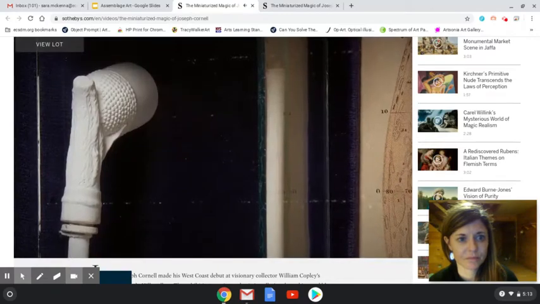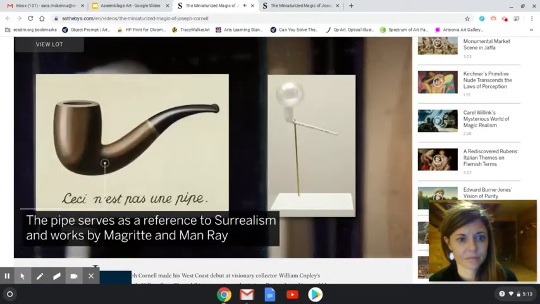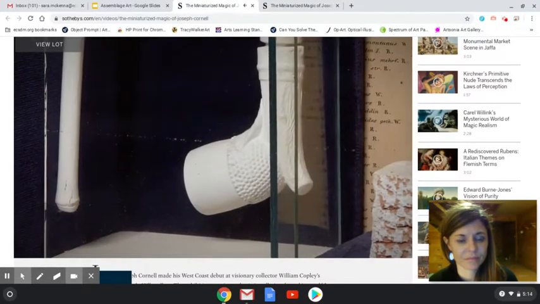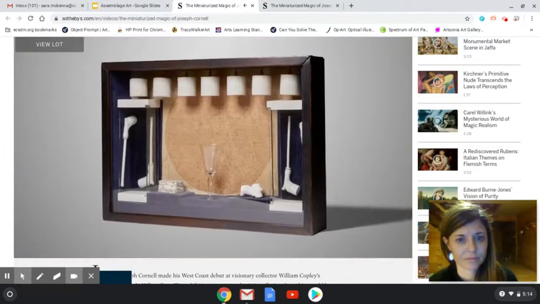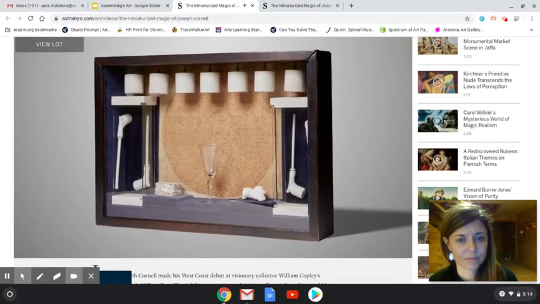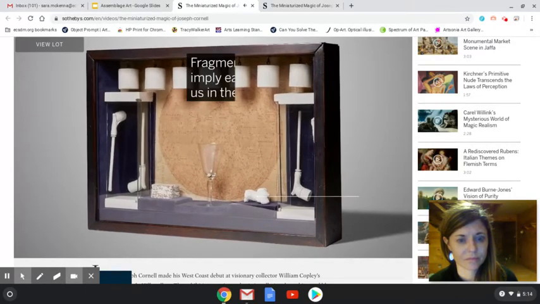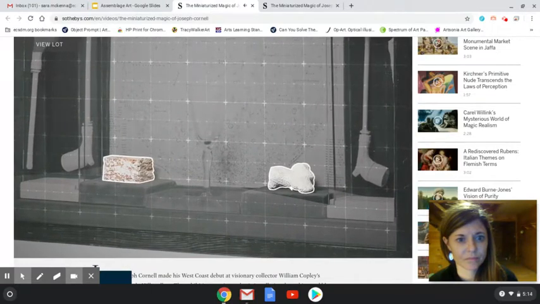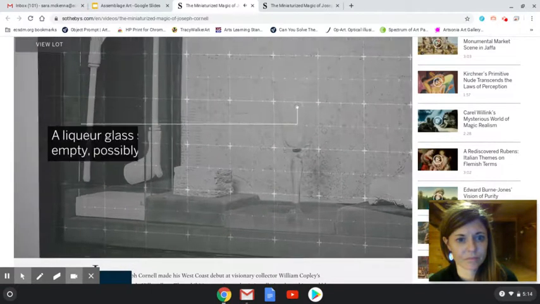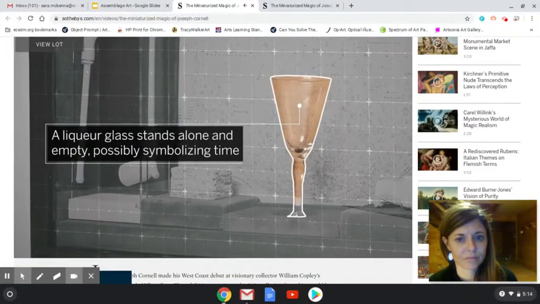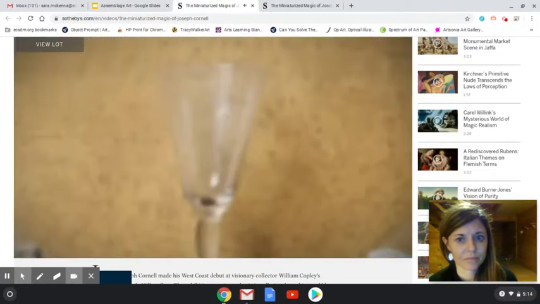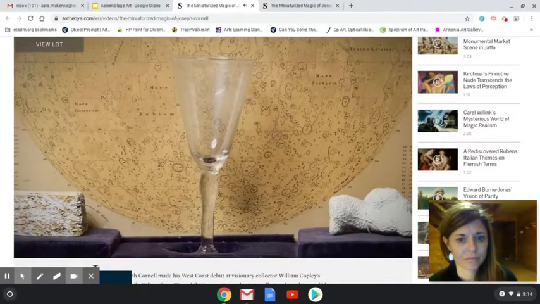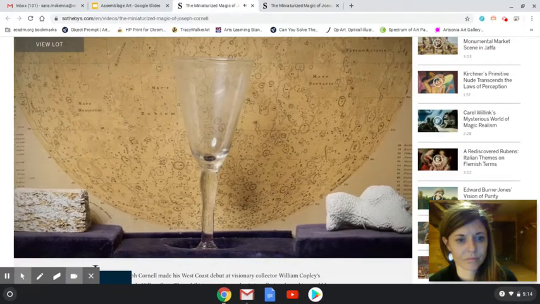Here, the symbol of the pipe serves as a reference to the surrealist works of Magritte and Man Ray, and further invoke the bubble-blowing imagery of the title. Together with the moon and cylinders, the pipes suggest the element air and the heavens, while fragments of driftwood and coral nearby imply earth and water, grounding us in the natural world. A liqueur glass stands alone and empty, possibly symbolizing time. Glasses were often accompanied in Cornell's work by sand, their resemblance to an hourglass serving as a further reminder of the ceaseless flow of time.